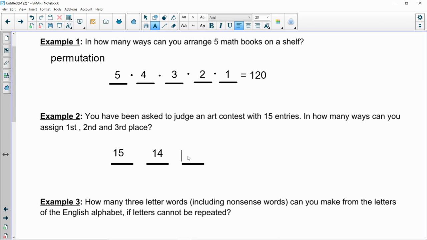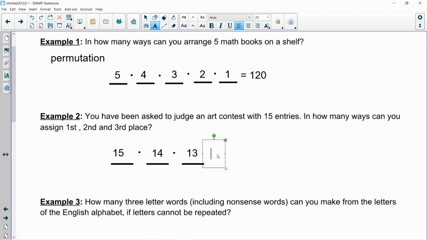And then finally, you've selected first and second place. Now you have 13 different options for third place. So a very similar pattern to before, where we're decreasing by 1 for each one of our values. But here, we're not using up the total number of integers that we started with. In this case, they represented art entries. We're only using the 3. So with that said, we're going to multiply our number of choices together.